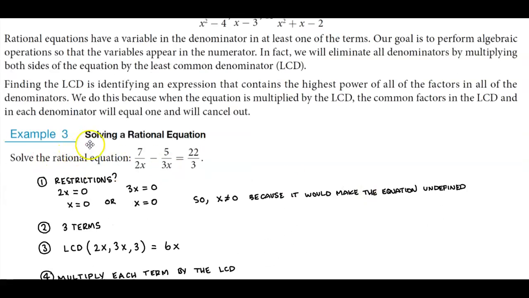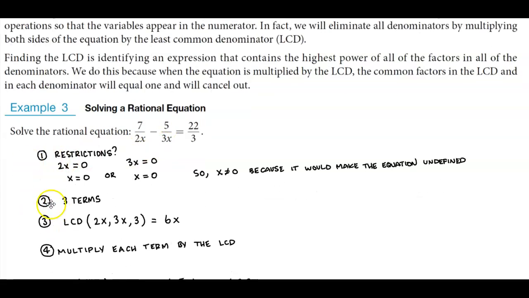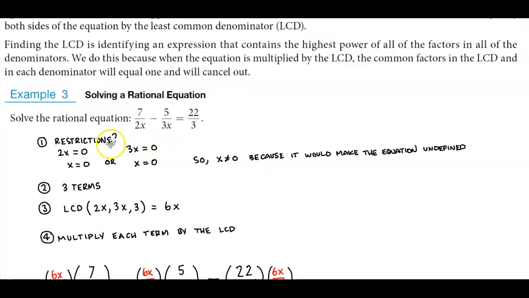So for example number 3, we want to solve a rational equation. So we have some steps that we want to follow here. In order to solve this rational equation, we need to look at the denominators first. So the denominators have the variables in them. We need to determine if there are any restrictions. Restrictions meaning, what happens when the denominator can become 0, and how can it become 0?